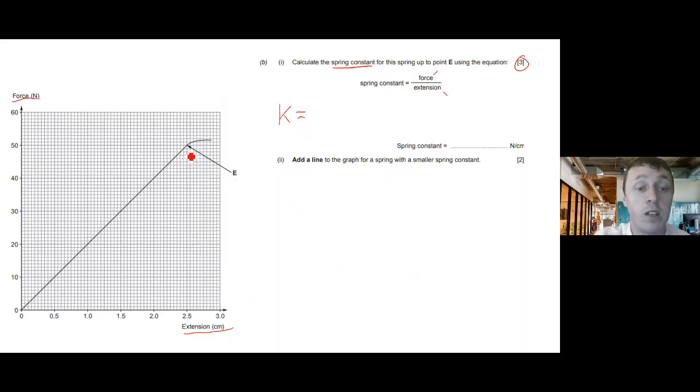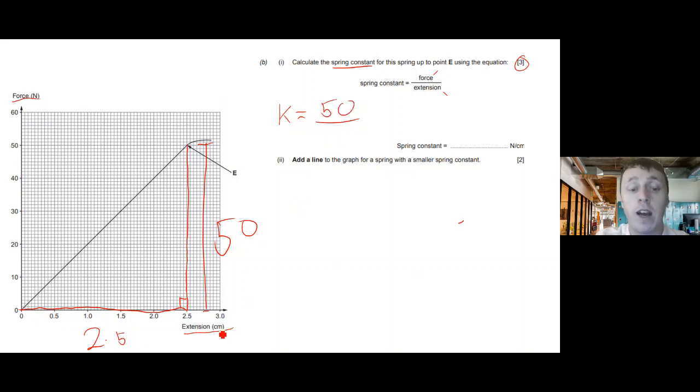So if we do our triangle for this large section here, obviously I would use a ruler, but I can't do that on the screen. We have a change in the vertical axis of 50 and the change in the horizontal is 2.5. So we get 50 divided by 2.5. However, it's in centimeters. I check, it's still in centimeters. So we are happy to do that.